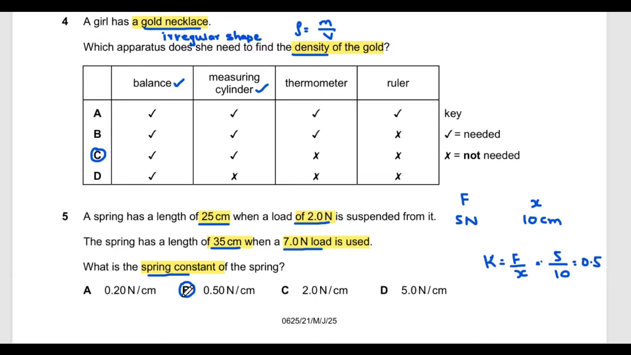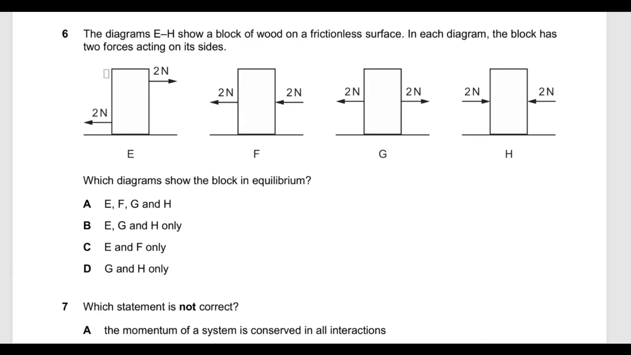That is option B. Question 6 says the diagram E to H shows a block of wood on a frictionless surface. In each diagram, the block has two forces acting on its side. Which diagram shows the block is in equilibrium? Being in equilibrium implies two conditions: that the net forces on the body should be zero, or sum of forces on a body should be zero, and the net moment on the body or sum of torques on the body should also be zero.